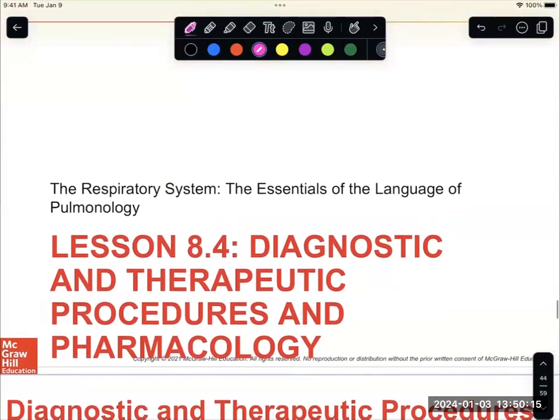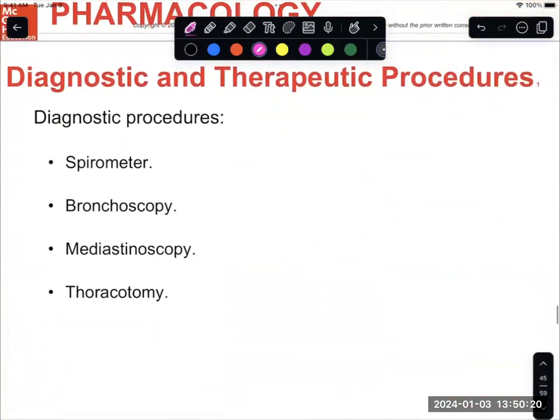So let's look at these diagnostic and therapeutic procedures and the pharmacology. So a spirometer. There's several different types of spirometers. What a spirometer does is it measures the volume of air that a patient moves in and out of their respiratory system. We can use it to measure the air. We can use it to promote breathing by having the patient reach a certain point on that spirometer every time they breathe in. So there's different spirometers for different purposes.